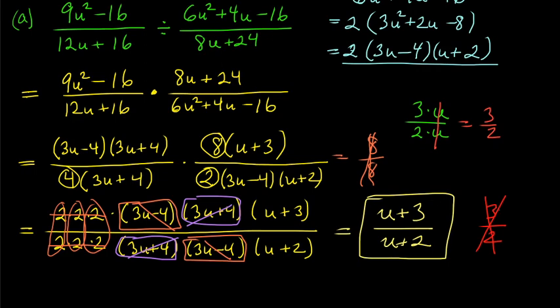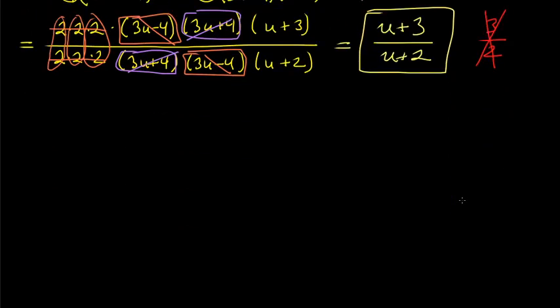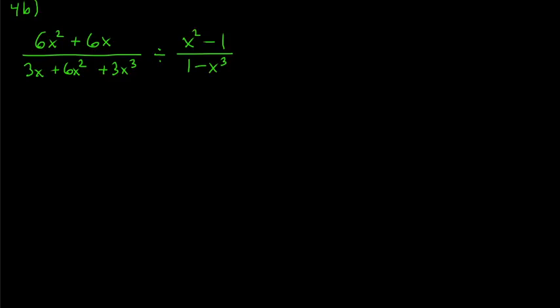Okay, so that's number 4, part A. Let's do part B as well. Okay, so again, we want to divide and multiply 6x squared plus 6x over 3x plus 6x squared plus 3x cubed divided by x squared minus 1 over 1 minus x cubed. Right, so first step is always keep, change, flip. I'm not even going to try to factor anything yet. We can do that later.